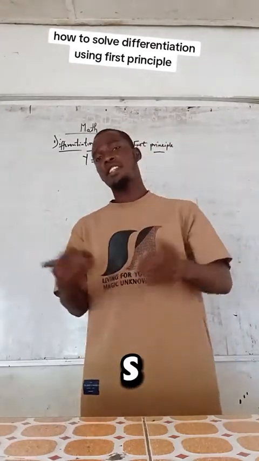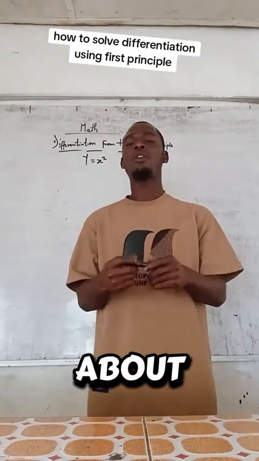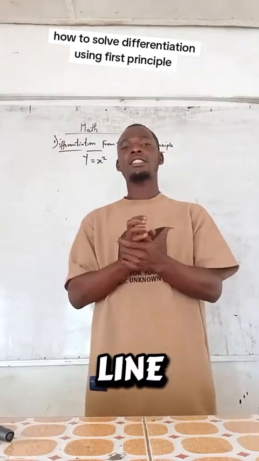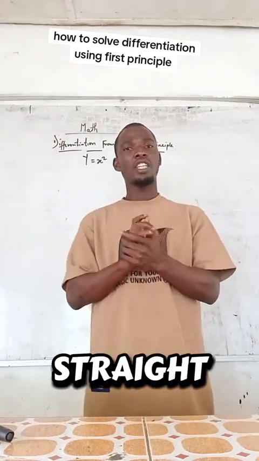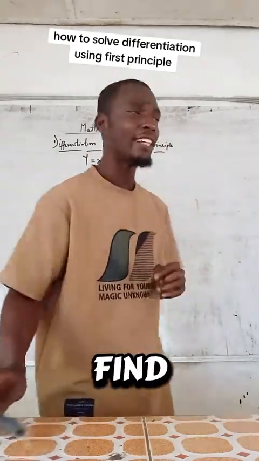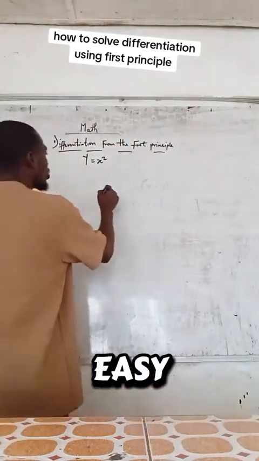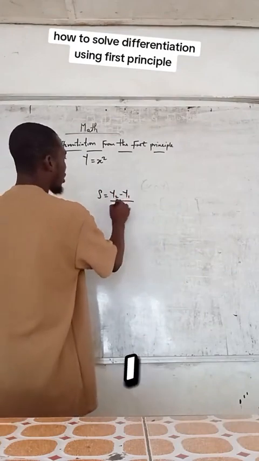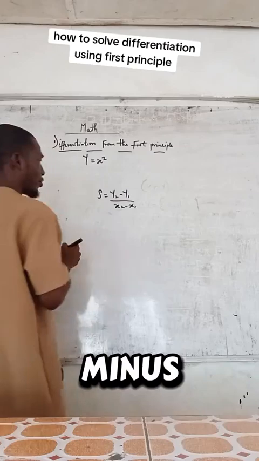Now let me bring you back to where you are, in your JSS3, SS1. You actually talk about equations on a straight line. You will notice that in your equation of a straight line, to find your slope, it is very easy. Your slope is given to you as y2 minus y1 all over x2 minus x1.